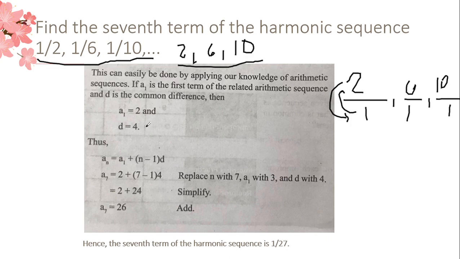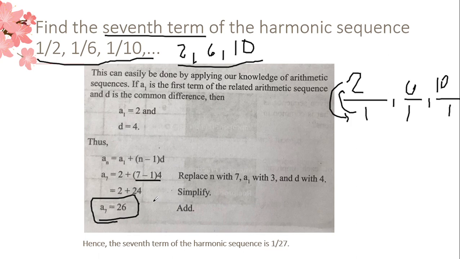And then after that, ang ato gipangita kay ang ika-7 nga term. So mao na to that we will be looking for the 7th term. We have a sub 7 is equal to 2 plus 7 minus 1 times 4. So 7 minus 1, that's 6 times 4, that's 24 plus 2, that's 26. So this is actually the answer for the arithmetic sequence.